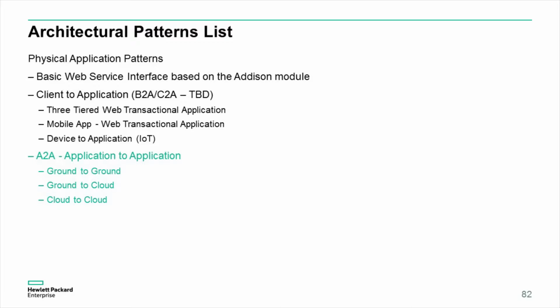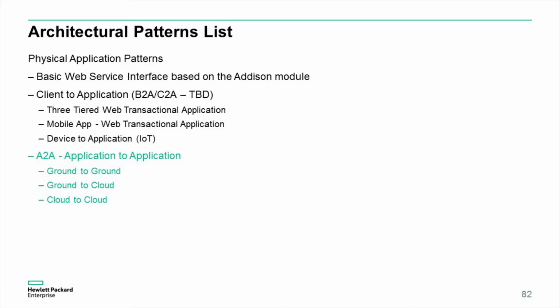The third group of architectural patterns that we will examine can be referred to as application-to-application interfaces, or A-to-A. Here typically a client is not involved. These patterns refer to use cases where systems are exchanging data between each other. We will begin with the ground-to-ground pattern, which can come in multiple flavors depending on the structure of the data, but which typically refers to two applications residing within the corporate network.